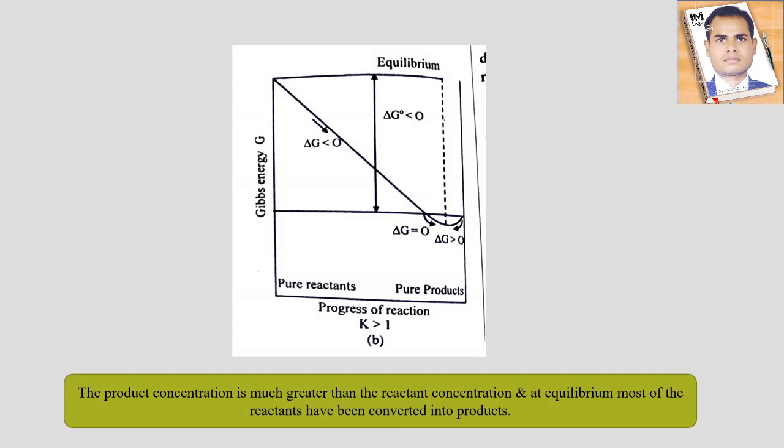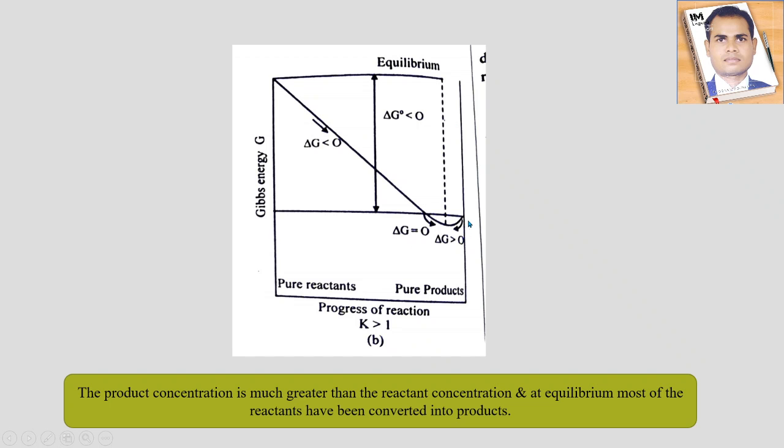Now the first condition is done. Now you will see the second condition. On the y-axis again is Gibbs free energy, and on the x-axis again you will see the progress of the reaction, and the graph looks like this. So here will be the equilibrium condition.